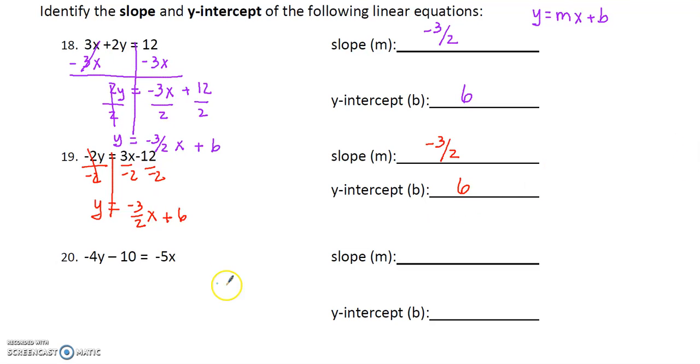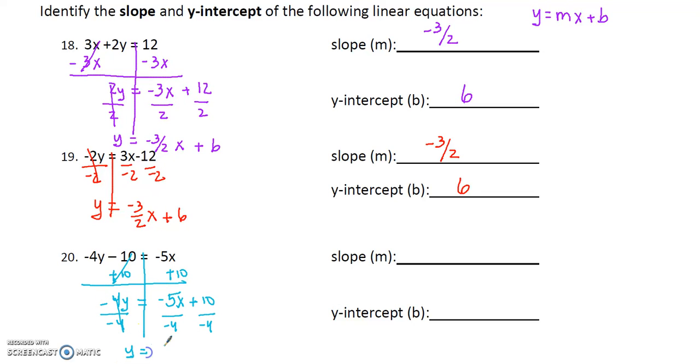Okay, the next one. This time my x is here, so I just need to move my 10 over. So let's get rid of that 10 first by adding 10. So I have a negative 4y equals a negative 5x plus 10. And then divide everything by negative 4.